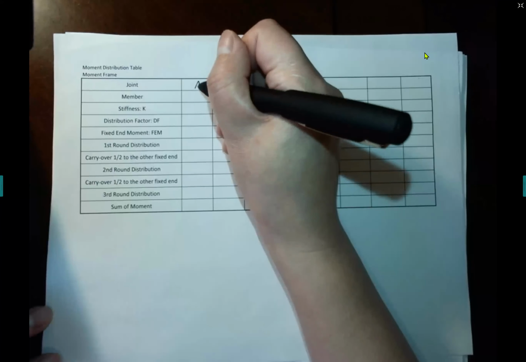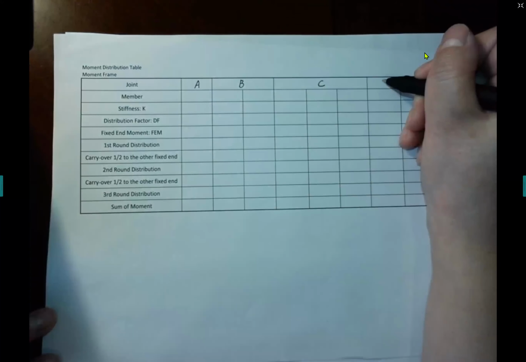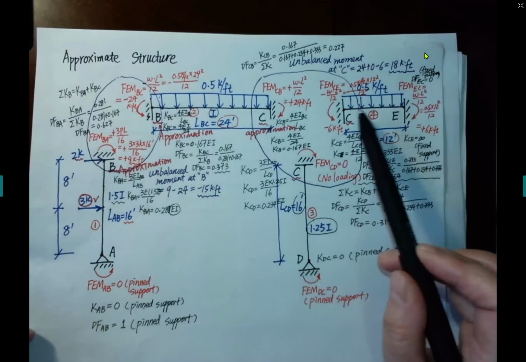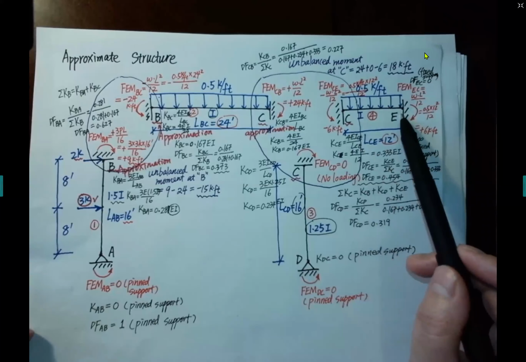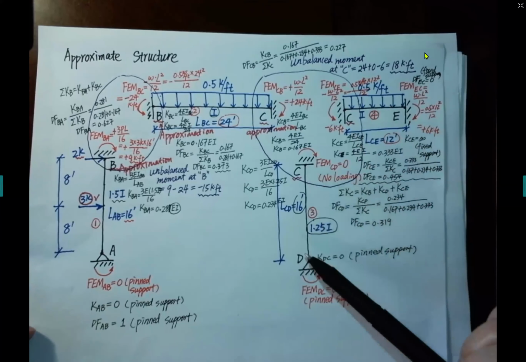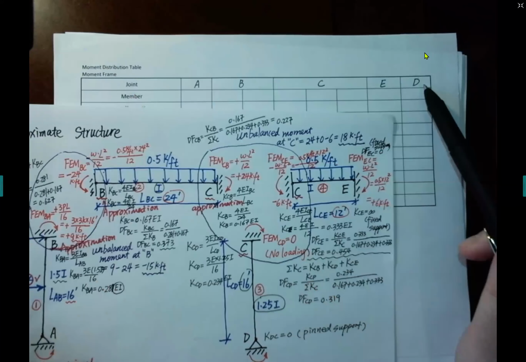For the joints, we have A, B, C. I put E first because it will shorten the carryover arrow, and then D. I put E first because CE is fixed at both ends, and if there is a distribution moment at C, it will carry over to E. But for CD, if a distribution moment is transferred to C, it will not carry over to D because D is a pinned support. So that's why I put D last.